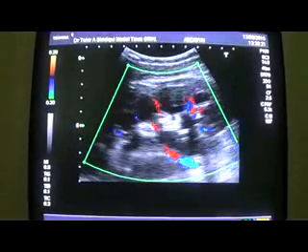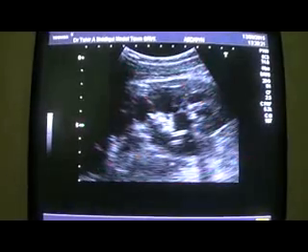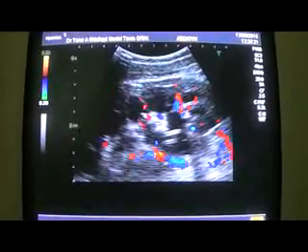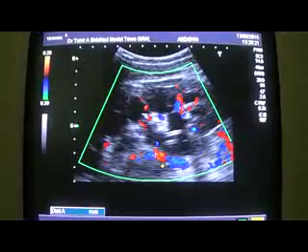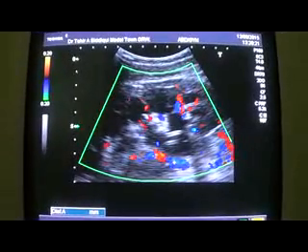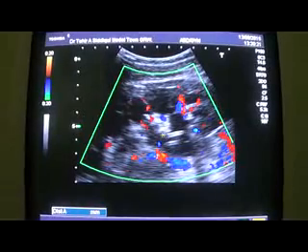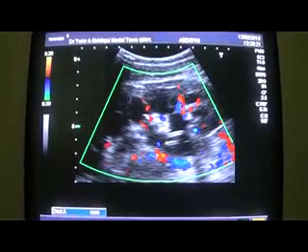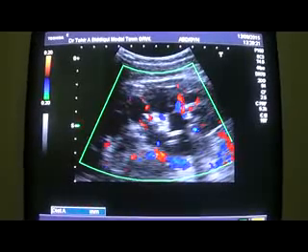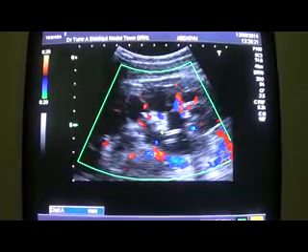This is the renal artery, this is the left renal vein, and see these two linear structures seen are, in fact, the stent. This is the stent placed.